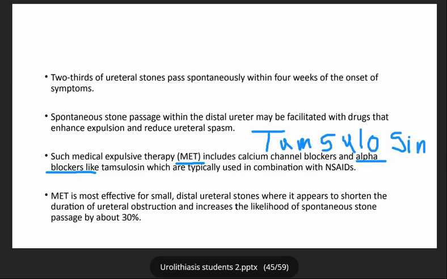Have you taken the BPH lecture yet? No. Of course, you will take the BPH lecture. This alpha blocker is used in BPH patients to relax the bladder neck so the patient can void better, and it's also used in stones to increase the likelihood of passage of the stone.